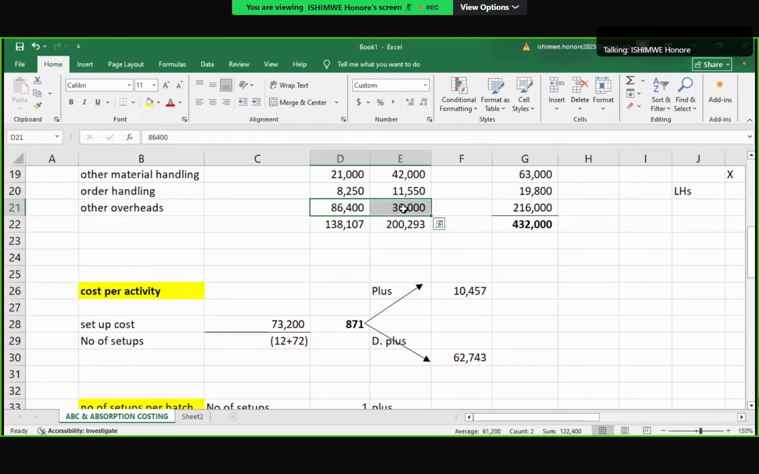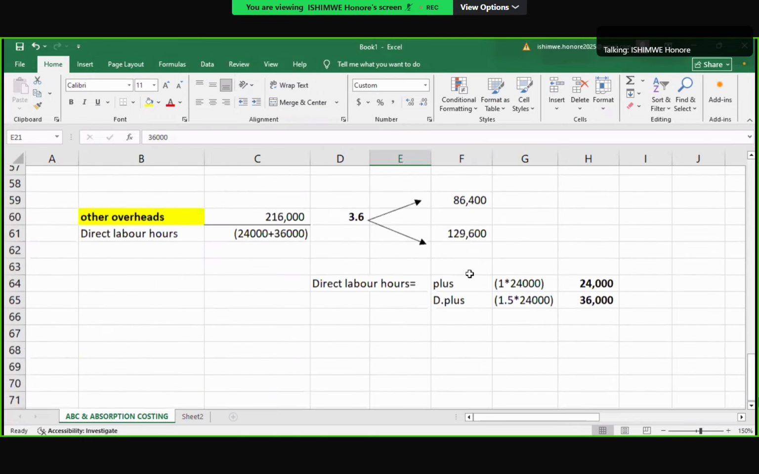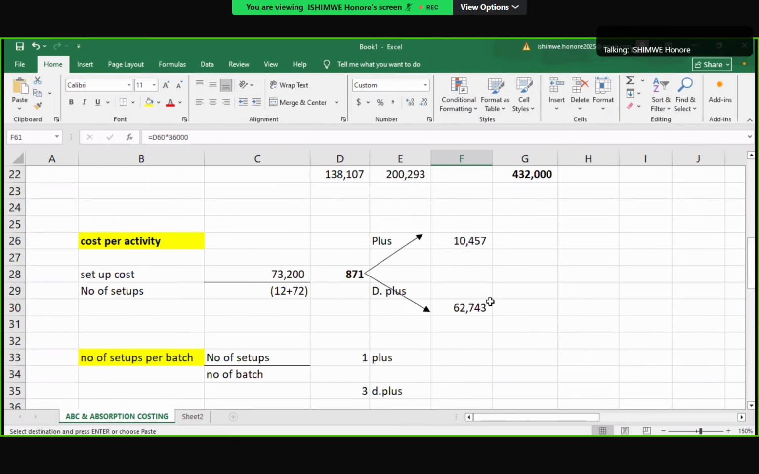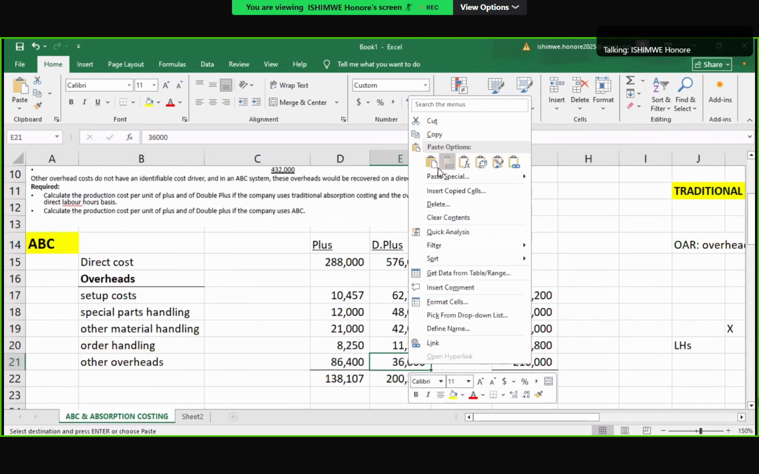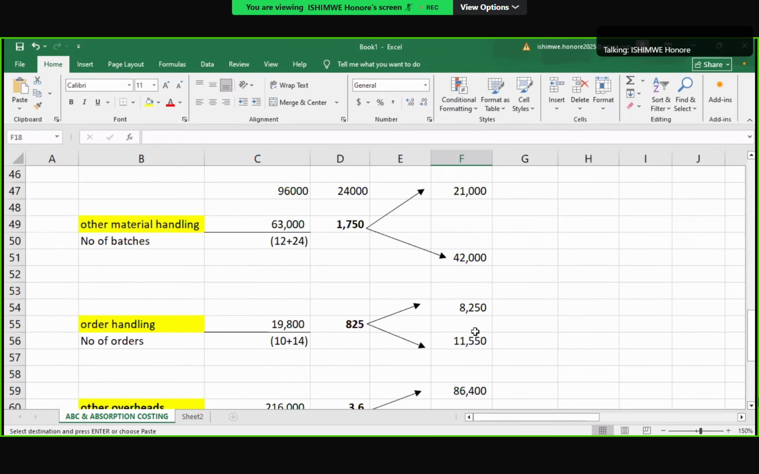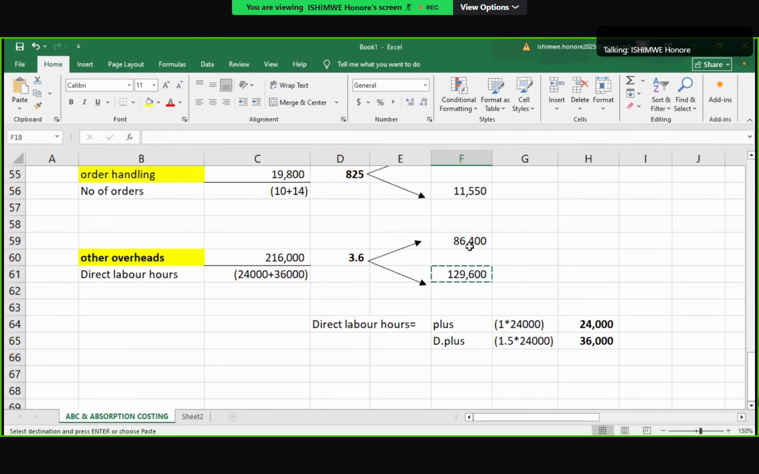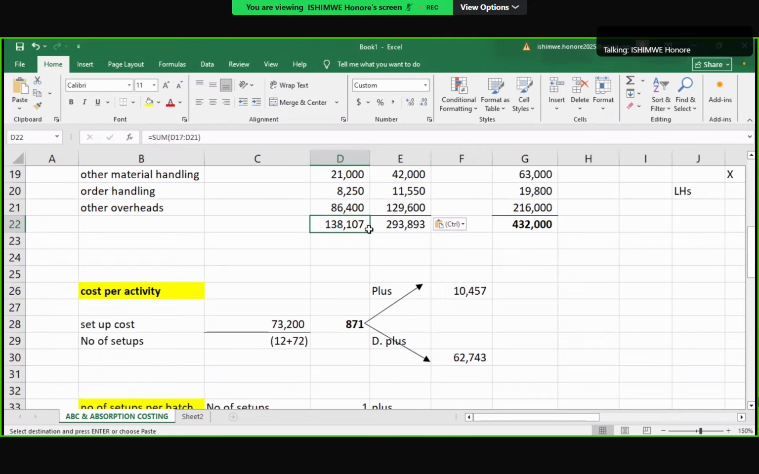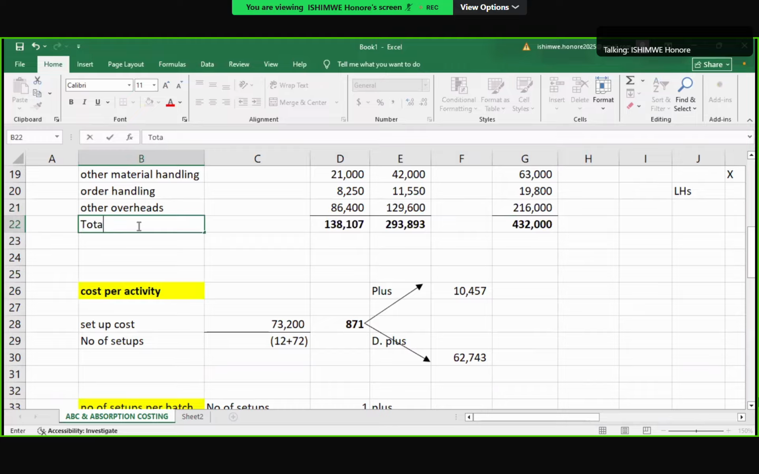Other overheads, this is wrong. This one is 36,000, so it will be 129,600. This is what I computed: 86,400 and 129,600. If I add it, it is 216,000. Then this is the total overheads.